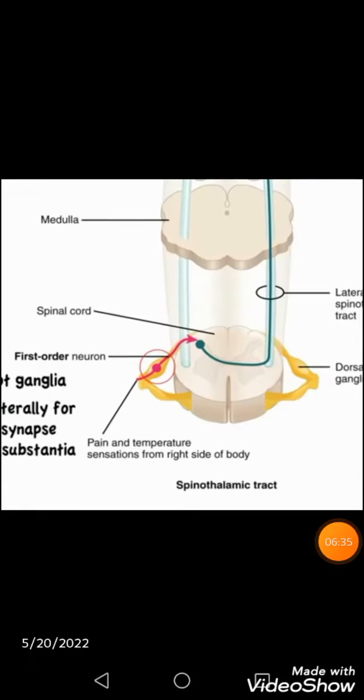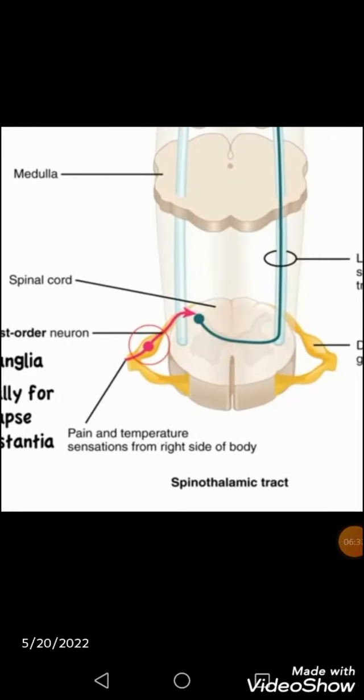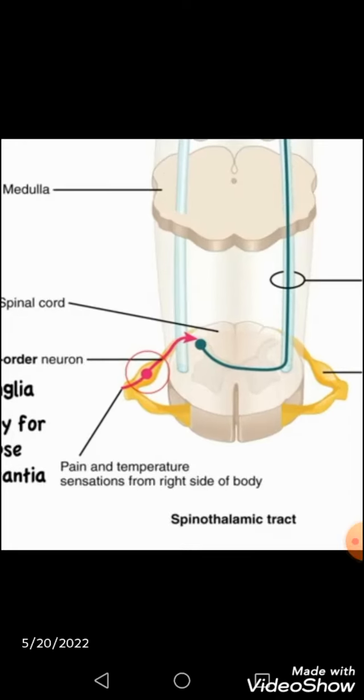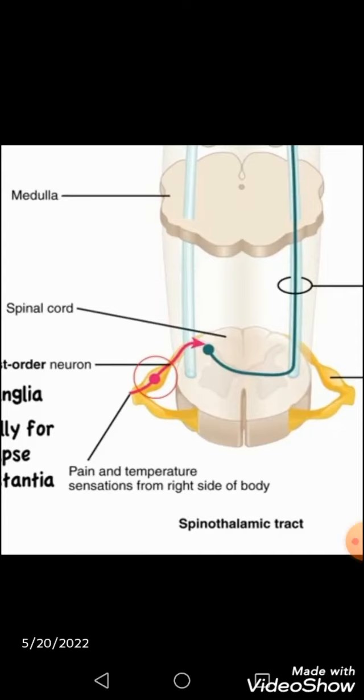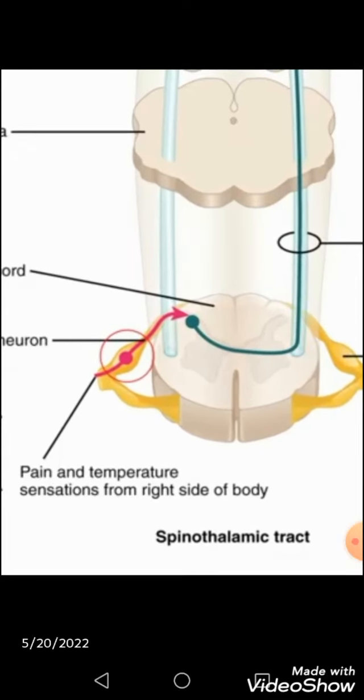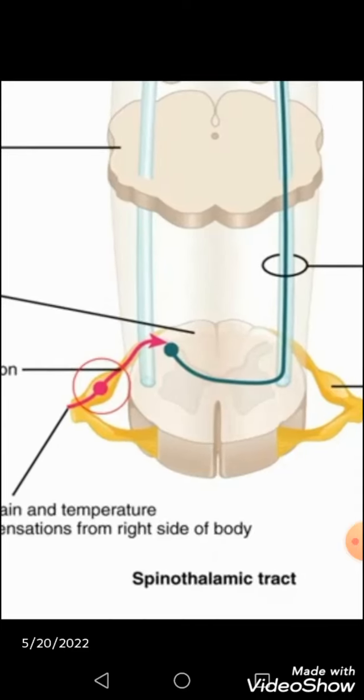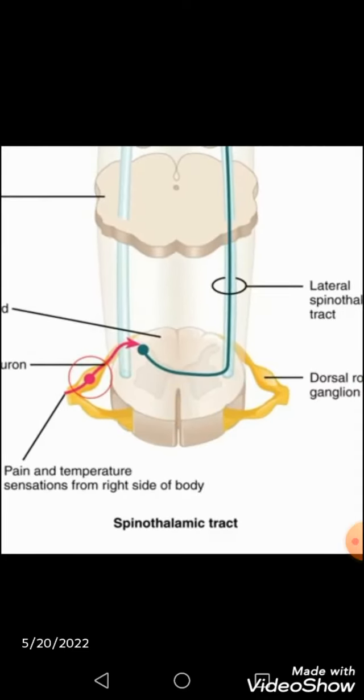In this picture again we concentrate on how pain and temperature sensations from the right side of the body are conducted through the dorsal root ganglion, touching the substantia gelatinosa. From here the second order neuron takes the information towards the opposite side of the body, and now it has to ascend upwards as the lateral spinothalamic tract and reaches up to the thalamus, right?